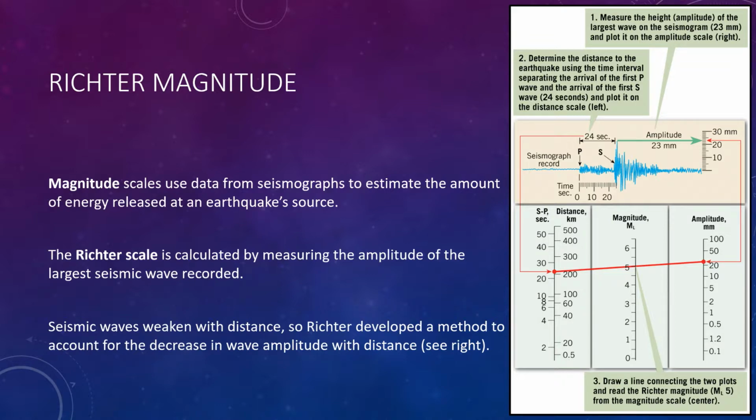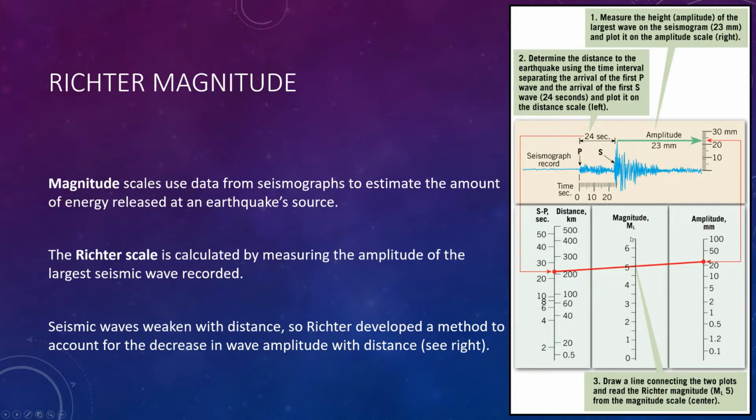The Richter scale is calculated by measuring the amplitude of the largest seismic wave. So here's our set of waves. You have P waves, S waves, and surface waves. So we're looking for the greatest magnitude or amplitude of our waves, which occurs probably right here. So we can read that amplitude out as about 23 millimeters. The time it took from the initial P to initial S is about 24 seconds in this image.